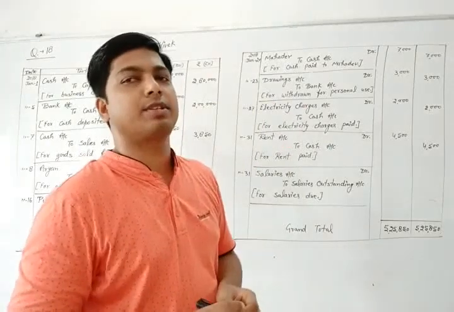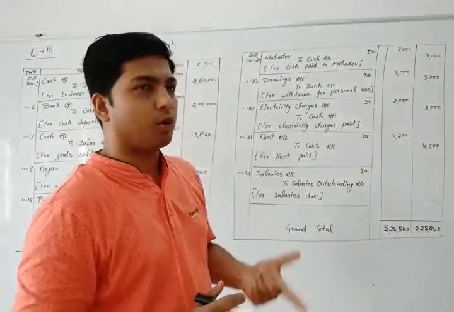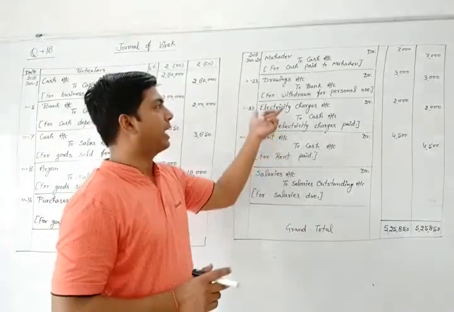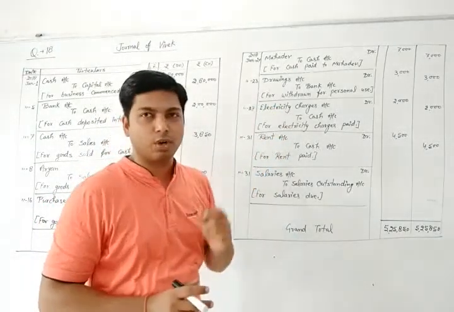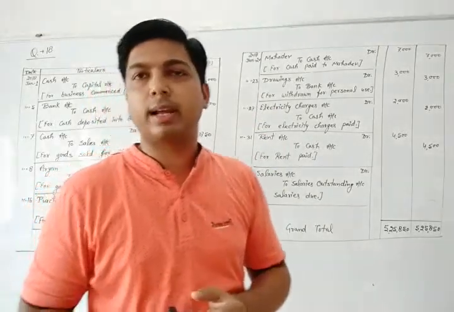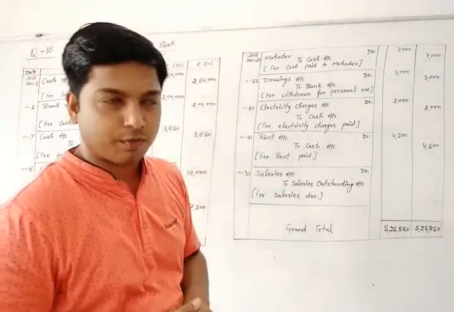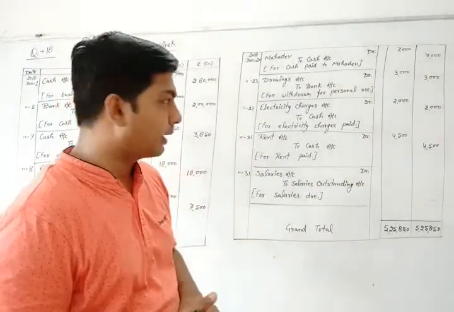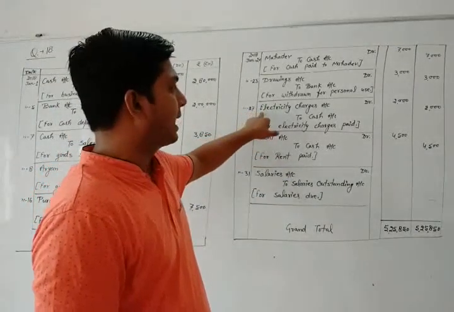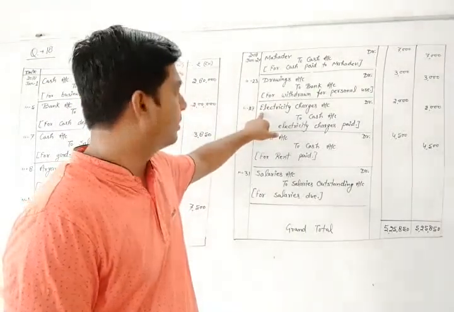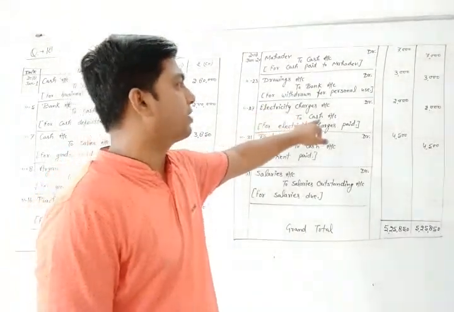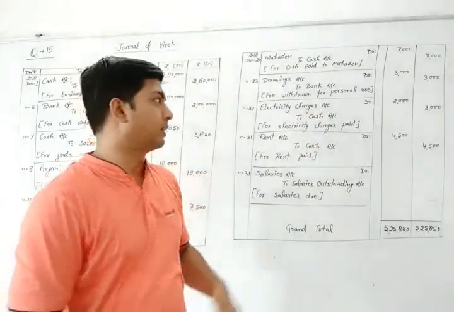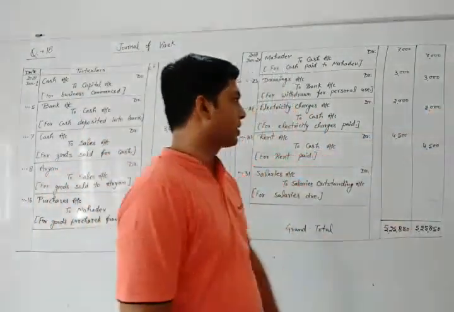Next, paid for electricity charges. If electricity charges are paid, it means cash goes out from the business and an expense is being made. So expenses would be debited as per the rule of nominal account. In nominal account, the rule is debit all kinds of expenses and losses, credit all kinds of incomes and gains. So electricity is a kind of expense, that's why it is debited, and cash account is credited because cash goes out of the business. So amount 2,000 debited, 2,000 credited.